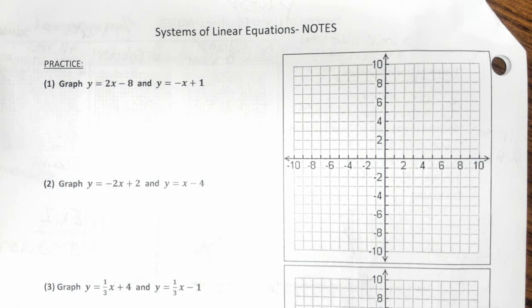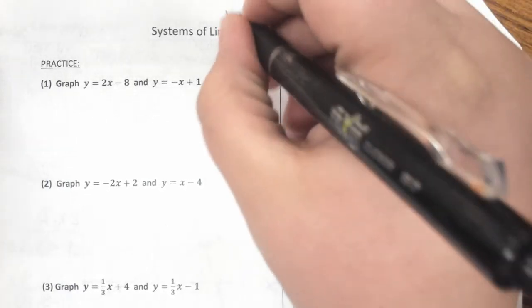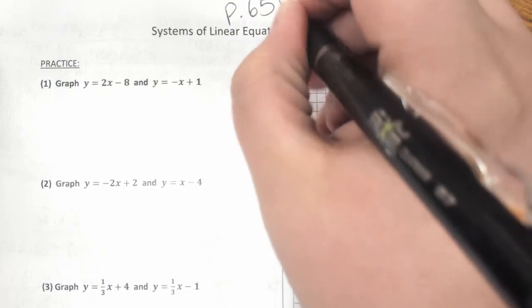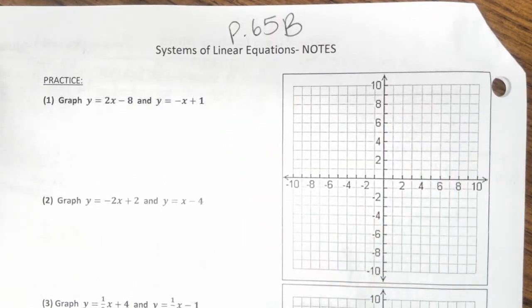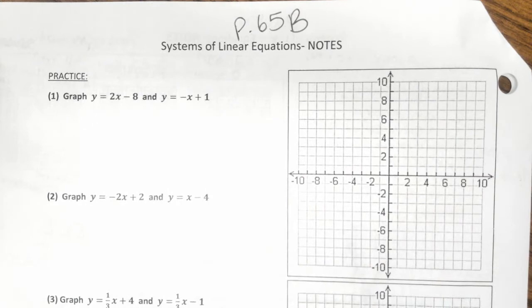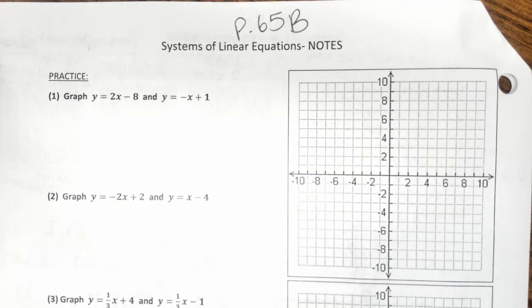Okay, so this is the second video for Systems of Linear Equations notes. This is page 65 in our binders, and this is the back of that page, so there's a 65B for your binders. You'll remember that on the front of this page, you already had a system of linear equations graphed, and then we just found the intersection or whatever the solution was.